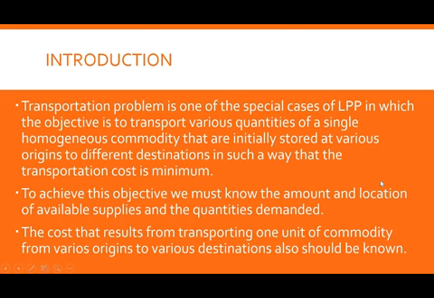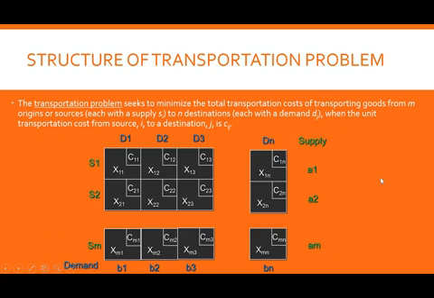So after understanding what is the transportation problem, we will see how a transportation problem looks like. Right? The structure of a transportation problem. So the transportation problem seeks to minimize the total cost of transporting goods from m sources. I have m sources. Source S1, source S2, source S3, so on up to source Sm. M different sources or origins I have.